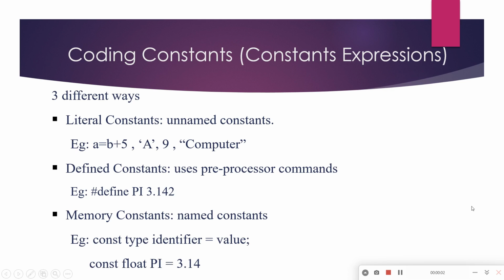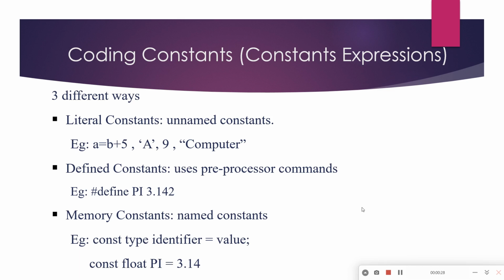The next simple concept is coding constants or constant expressions. We already know what we mean by constants, right? The data values that cannot be changed during execution of the program are called constants. And we can directly use these constants in the program as well. There are three different ways to make use of coding constants.